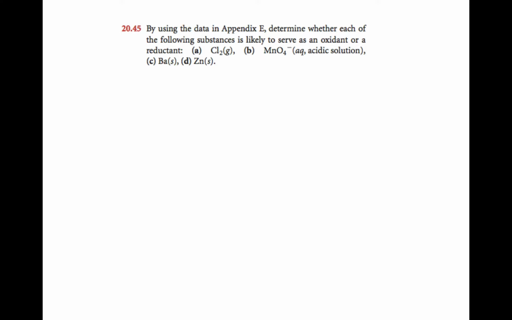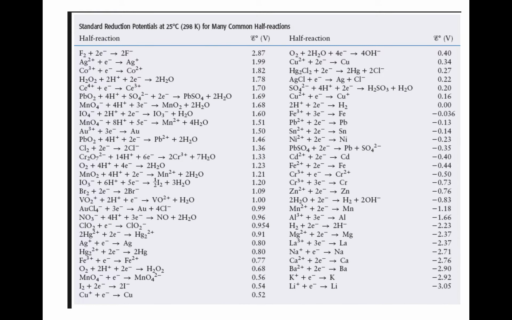By using the data in Appendix E, determine whether each of the following substances is likely to serve as an oxidant, an oxidizing agent, or a reductant, a reducing agent. All right, so a reduction potential table. All right, we've talked about it before. We've seen it before. It's laid out according to how strong an oxidizing agent you are, right? So at the very top of the chart is fluorine. This is the best taker of electrons, right?